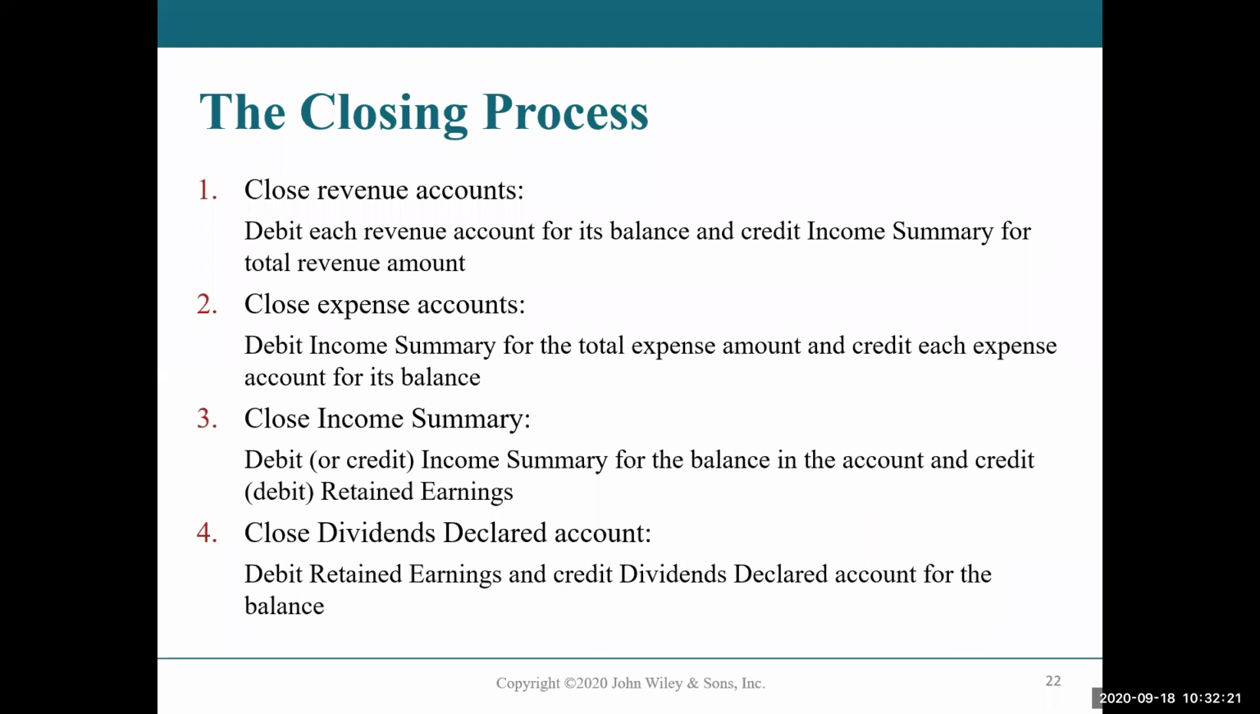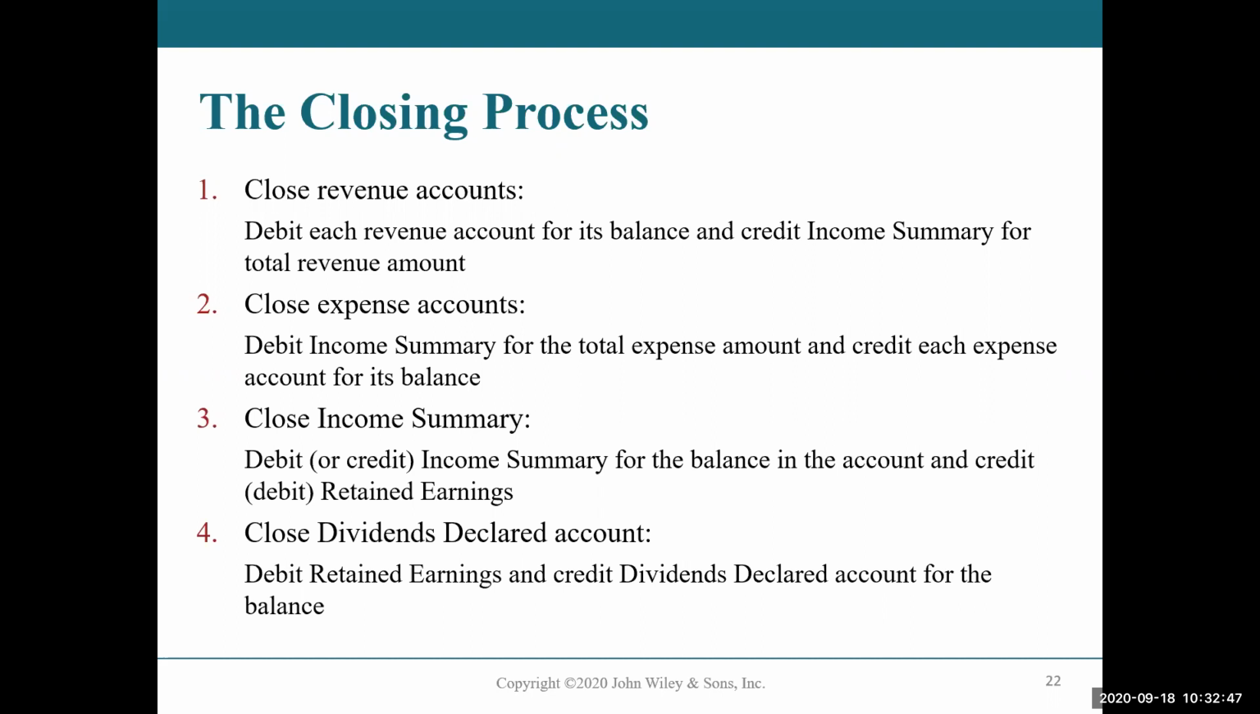And finally, once we have done step 1, 2, and 3, we would have closed revenues, we would have closed expenses, and we would have wiped out the income summary account. Now, the only thing we need to close out is the dividend accounts. So dividend account has a normal balance of debit. So in order to close that, you will credit the dividend account and debit retained earnings.